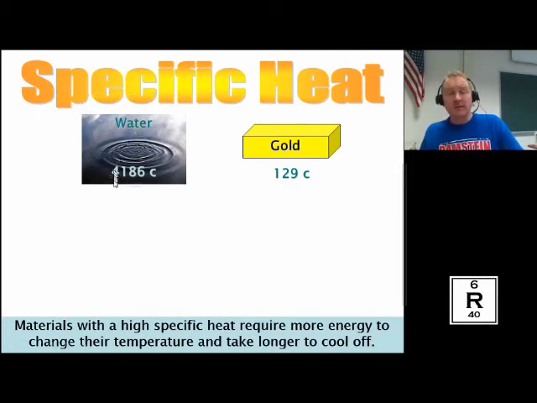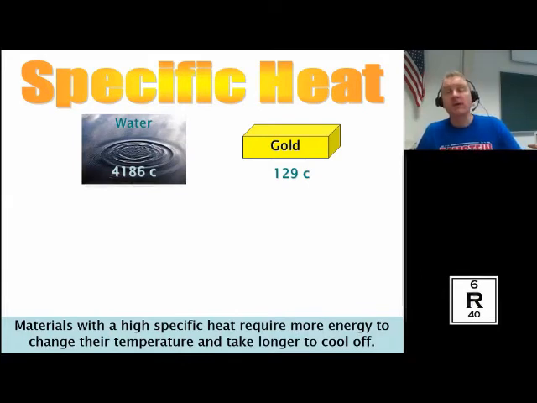For example, water has a specific heat value of 4,186. And remember the units, I said it's 4,186 joules per kilogram Kelvin. That would make a kilogram of water, it would take 4,186 joules of energy to change 1 kilogram of water by 1 degree Kelvin, or 1 Kelvin. On the other hand, gold has a specific heat of 129. So it only takes 129 joules of energy to change the same mass, 1 kilogram of gold, by 1 Kelvin.